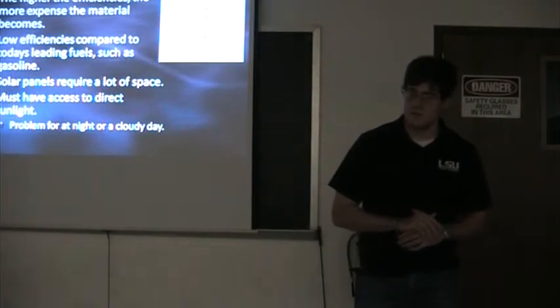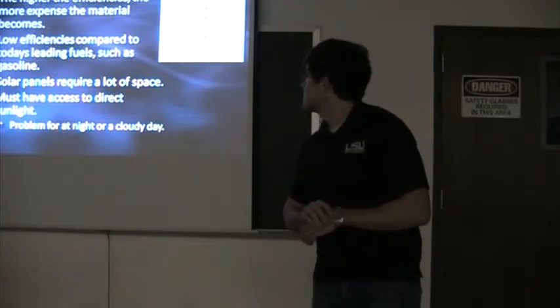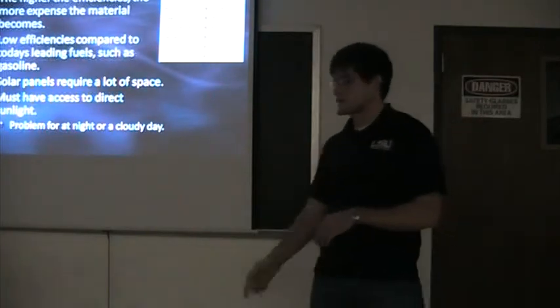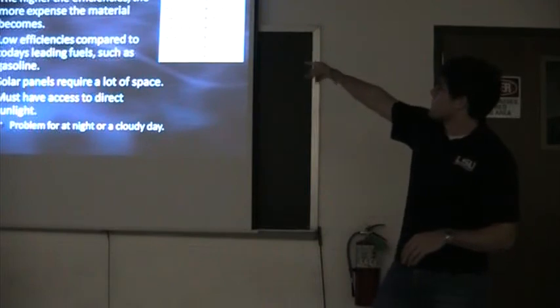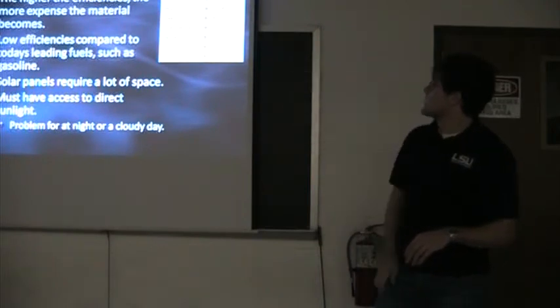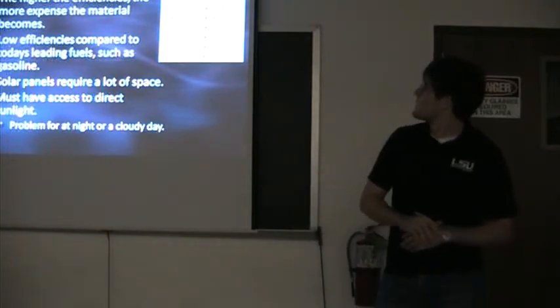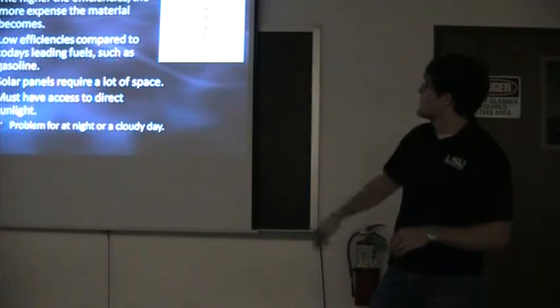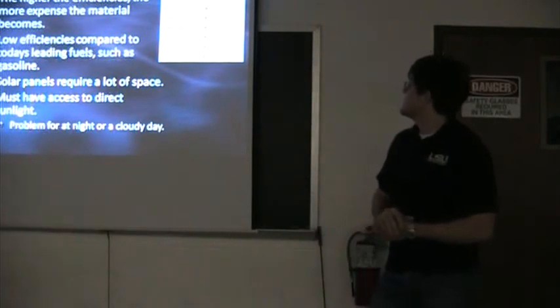The disadvantages: the higher the efficiency, the more expensive the material becomes. This is what I talked about, the 40% efficiency. Here's the price in dollars per kilowatt hour for different power sources, and you can see wind compared to solar, and solar's 16 cents a kilowatt. It's pretty low.